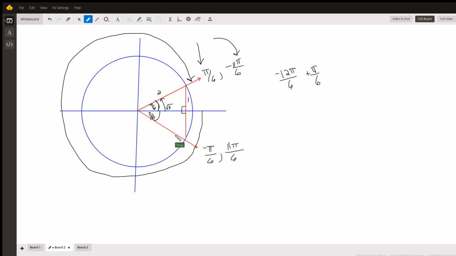And likewise, we could get to this terminal side by rotating in the negative direction, pi over 6 radians. And that takes us to -pi over 6. We could also get there by rotating from the positive x-axis in a positive direction. And once again, we'd be short of the 2 pi. That would be 11 pi over 6. So those are your 4 answers.